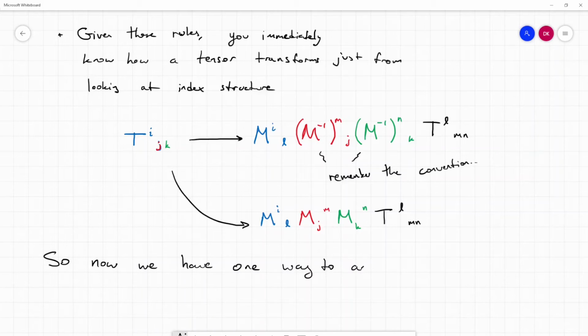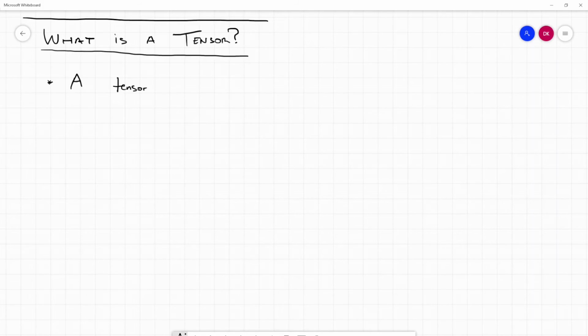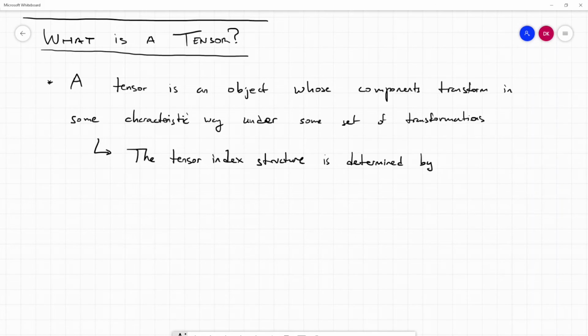We now have one way to answer the question, what is a tensor? A tensor is a collection of components that all transform in particular ways under matrix or linear transformations. The index structure that tells us how to fit these components together is determined by the tensor's transformation properties.